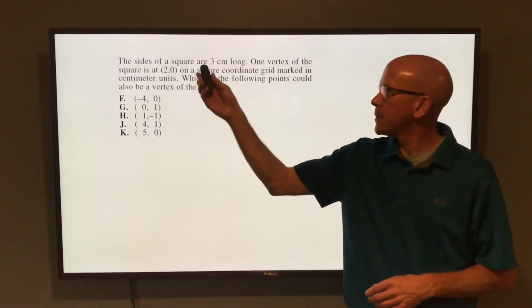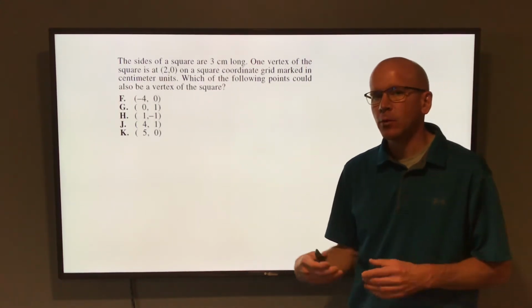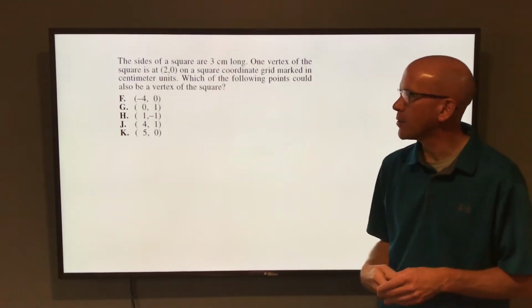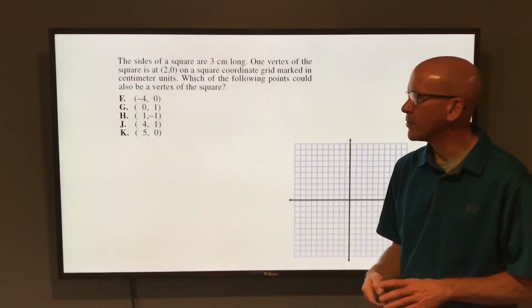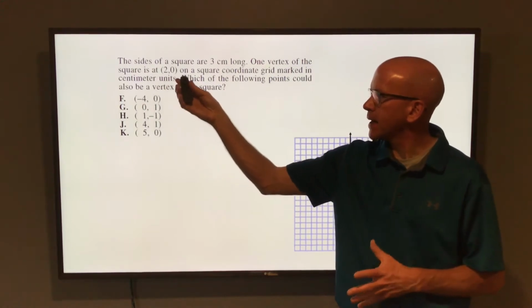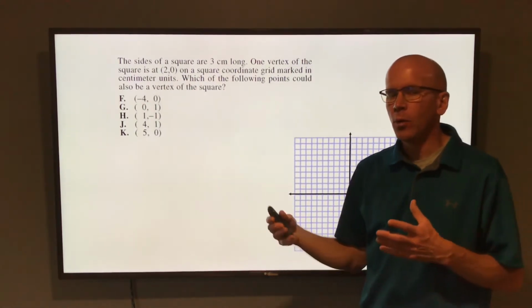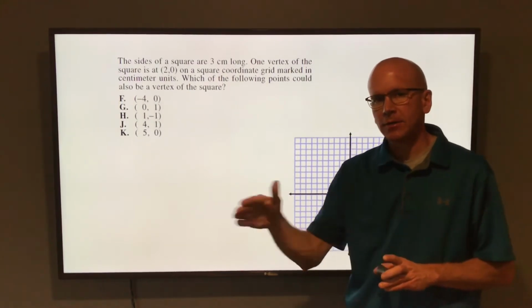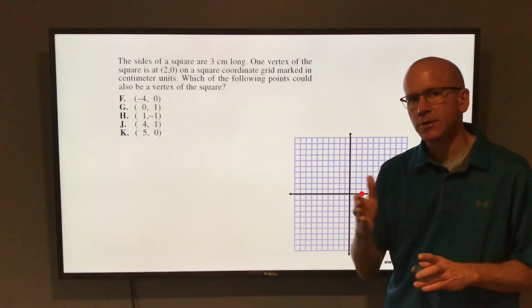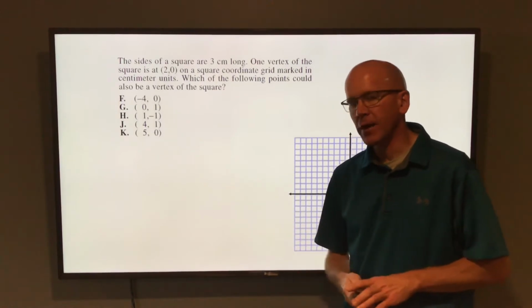Sides of a square are 3 centimeters long. One vertex of the square is at coordinates 2, 0 on a square coordinate grid marked in centimeter units. Which of the following points could also be a vertex of the square? Well, if the sides are 3 centimeters long and one point is at 2, 0, then go 3 in each direction. The x coordinates, the y coordinates, go 3 in each direction, and maybe you can find another point.